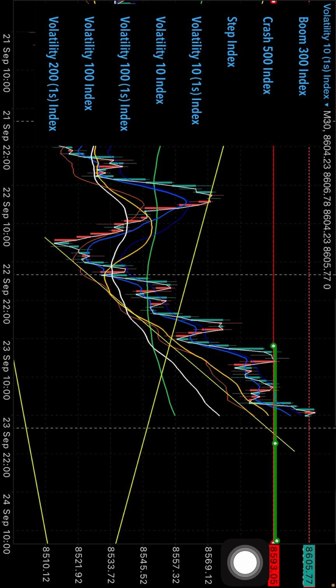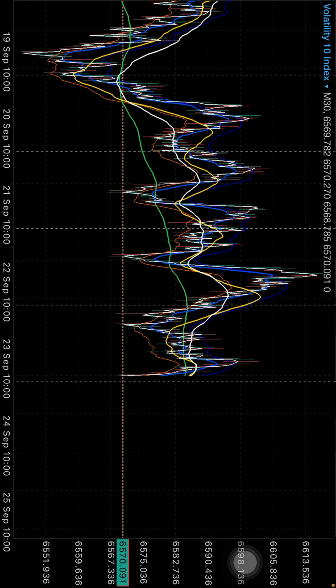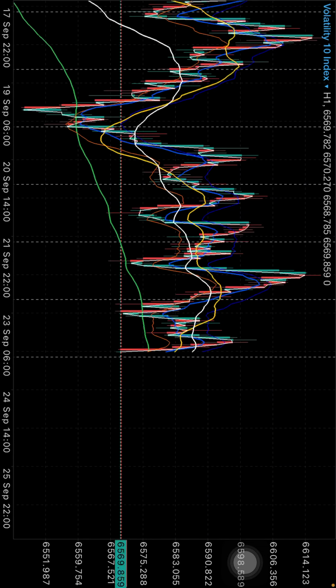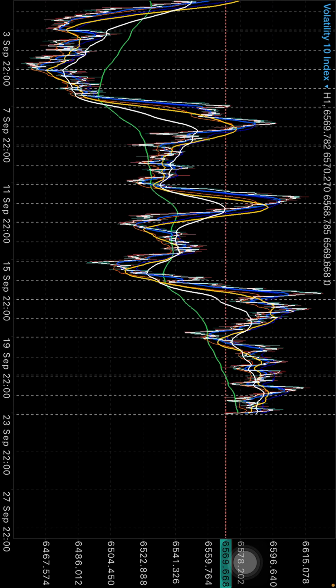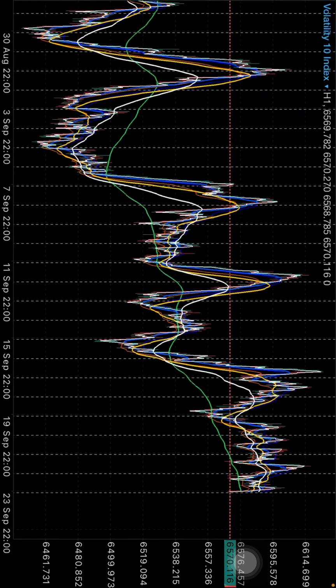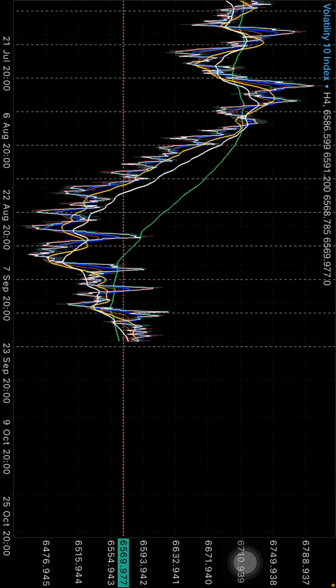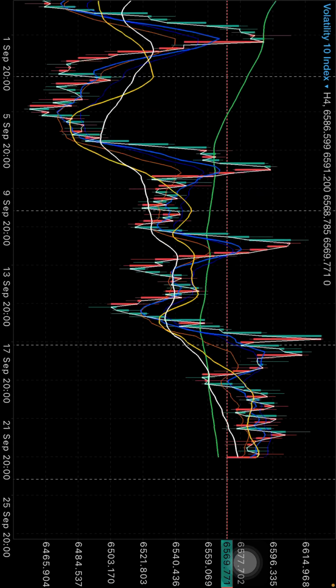We'll look at one more pair and then we end this second course, and then we move on to our next course. Okay, so here we also target a head and shoulders pattern. This is VIX 10. Now we'll look at higher time frames and see what is going on here.